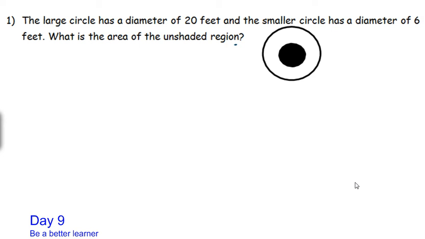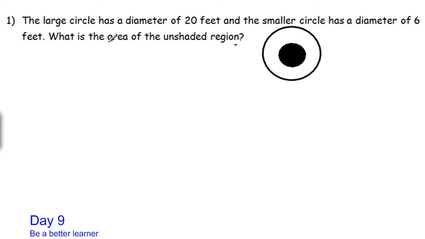Alright, let's get right to it. We're on day number 9. We have a large circle with a diameter of 20 feet, small circle with a diameter of 6 feet. What is the area of the unshaded part? So we're looking at this big circle here, but we don't want this piece in the center that is shaded. So how can we figure that out?